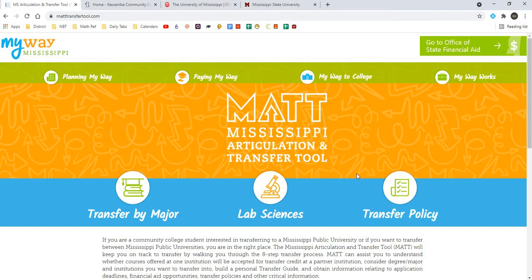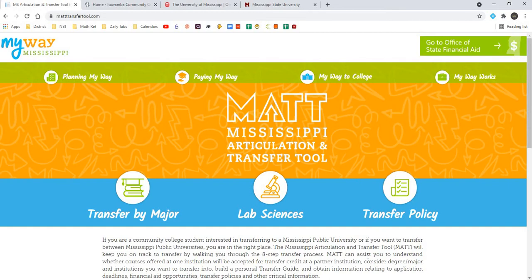So say you're going to go to ICC first or Northeast or somewhere, and then you're going to move somewhere else to a university. This helps you understand the classes that are accepted and those that aren't. Because just because you go to ICC and it says, this is what you take for pre-law, all of those classes may not necessarily transfer. So you need to check this tool. This is a new tool, and it is super, super helpful.